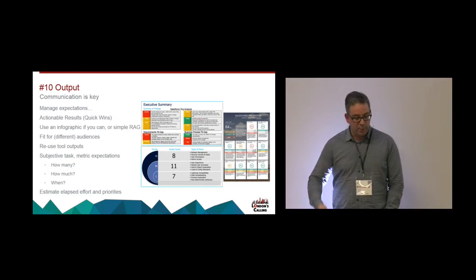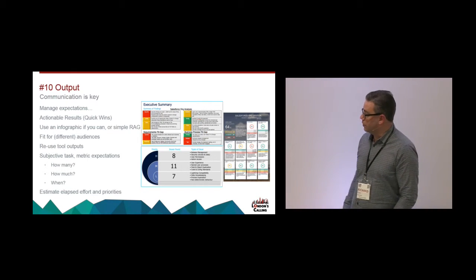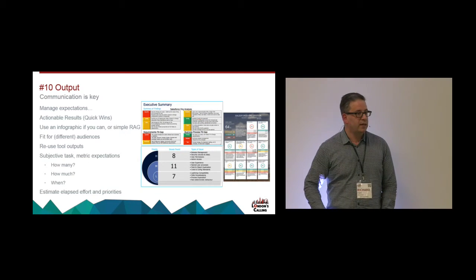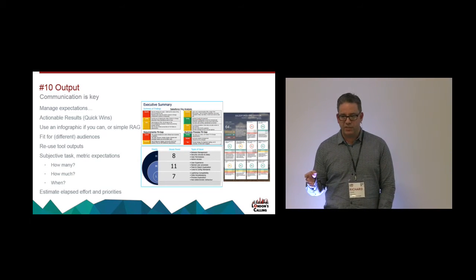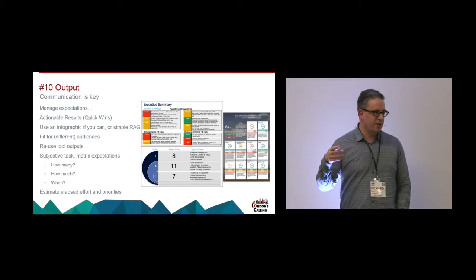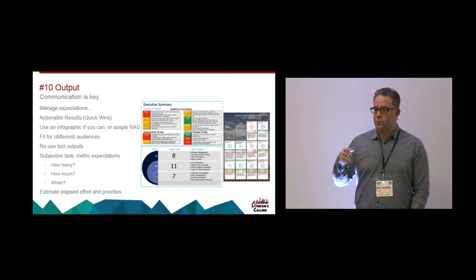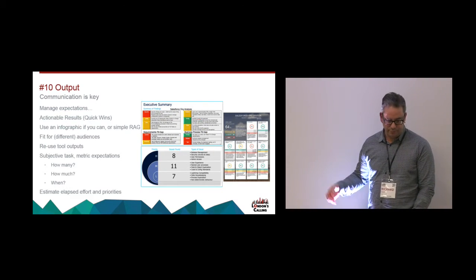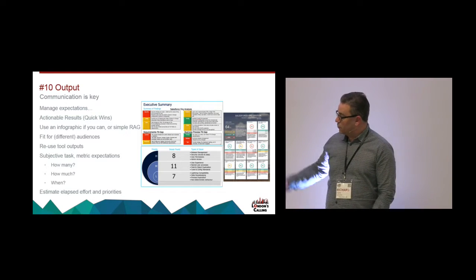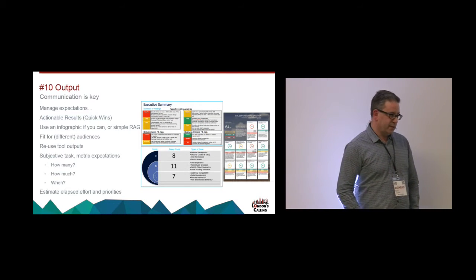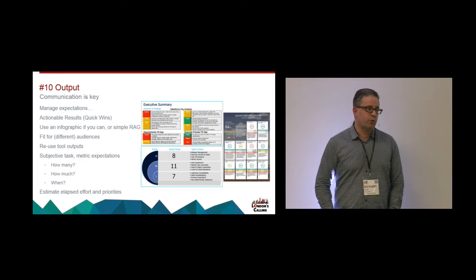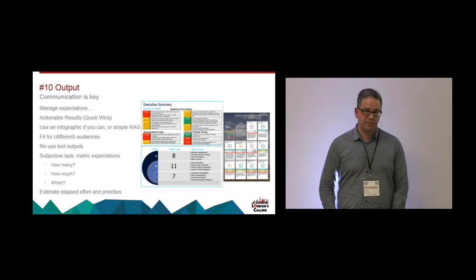People will ask you, how many items did you find? How much is it going to cost to fix? When are you going to fix it by? The job of the health check is not to say that. It's just to identify that these are the issues that have been found, and these are the resources we need to take to the next stage. So if you can estimate the effort, great, but more importantly, set some priorities for them. Tell them what needs to be fixed first.